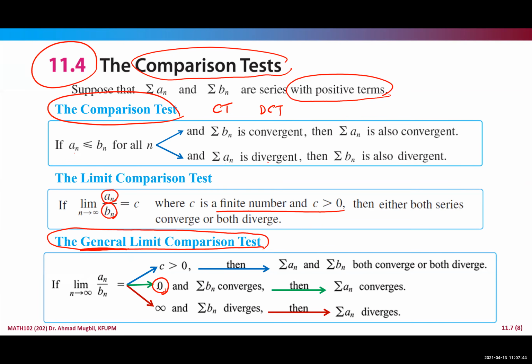So if the limit is 0, you need an additional condition. The additional condition is the series that its nth term in the denominator, it is convergent. Then the one that its nth term in the numerator, it is also convergent. If it is divergent here, no conclusion. If the limit is infinity, and the one in the denominator is divergent, then the one that its nth term in the numerator is also divergent. If it is here convergent, no conclusion.